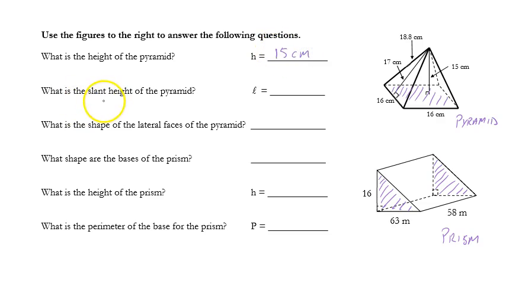And we just talked about it. Slant height is your cursive L. Vertex to base, but along a lateral face. And it's a perpendicular bisector. That makes the length of my slant height 17 centimeters.